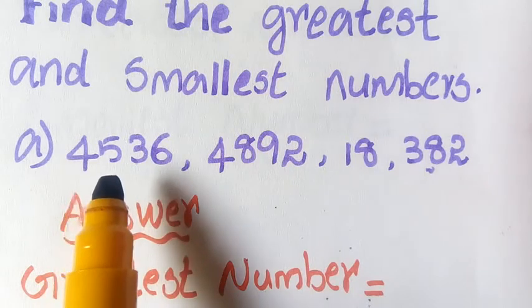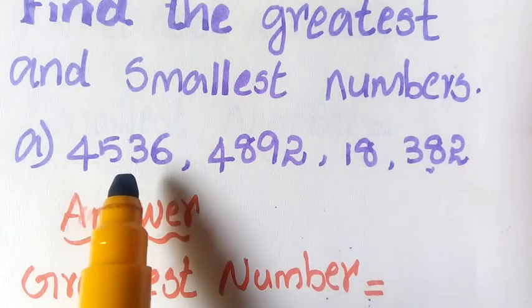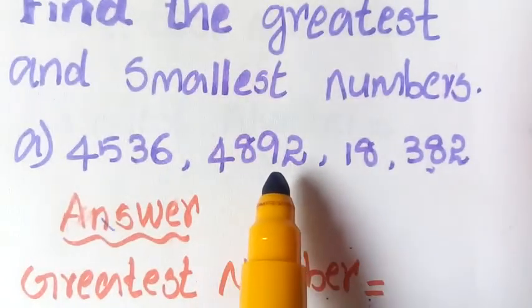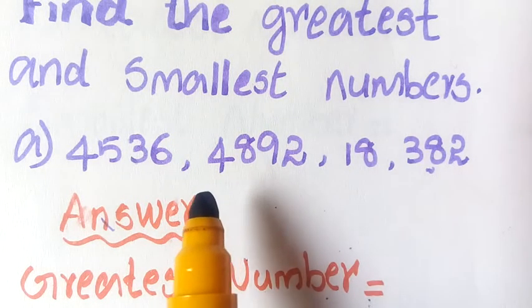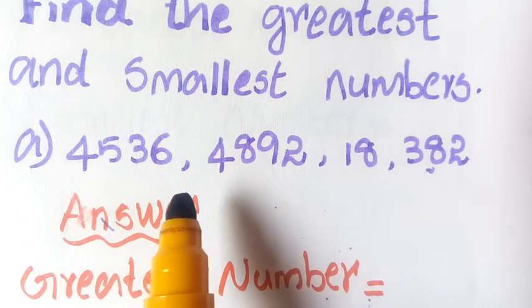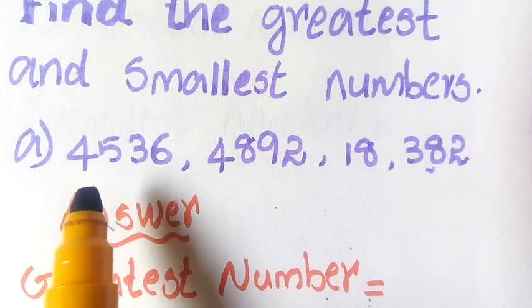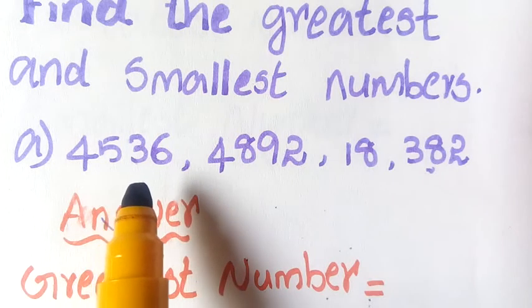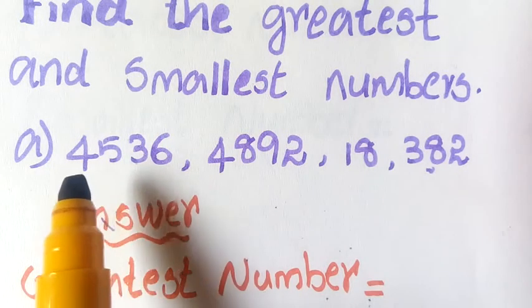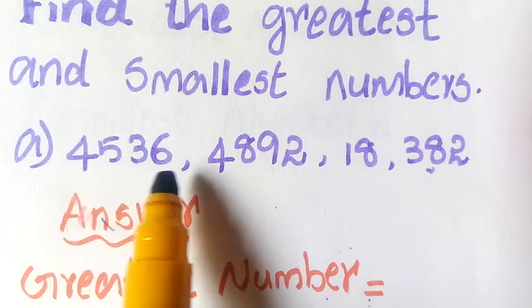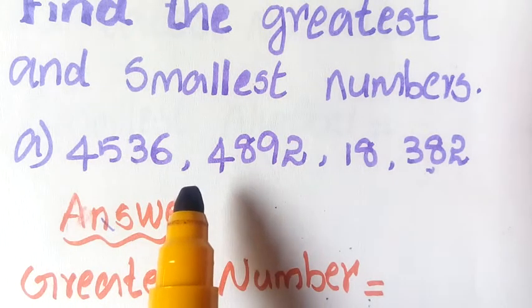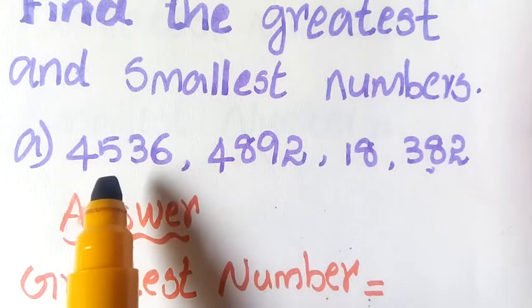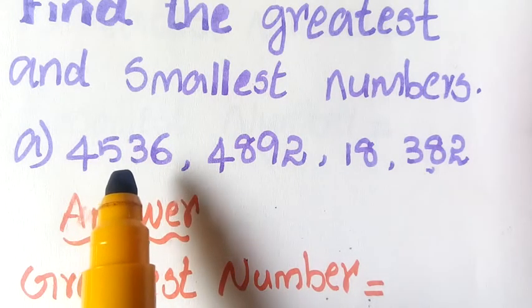Now, we need to compare 4536 and 4892 to get the greatest number. Tell which is greater. Here, the numbers have the same number of digits. Further, the digits at the thousands place are also equal. What do we do then? We move to the next digit, that is, the digit at the hundreds place.